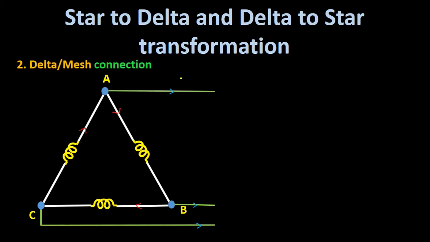Second one is delta connection or mesh connection, because here the shape of delta is forming like this. So it is called as delta connection. As you can see here, one closed loop formation is there. Therefore, this connection is also called as mesh connection. And when we connect the start end of one winding with the last end of another winding in such a way that one closed loop is formed, then that type of connection is called as delta connection.